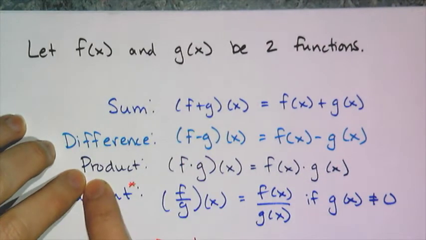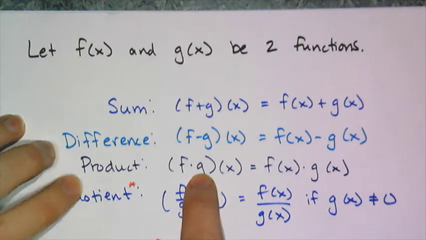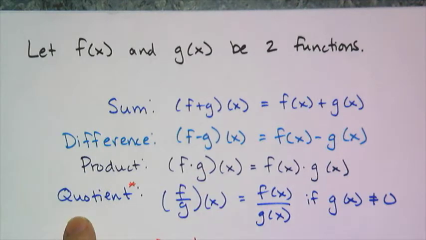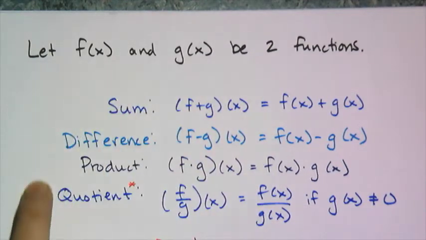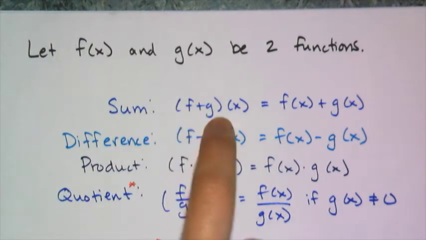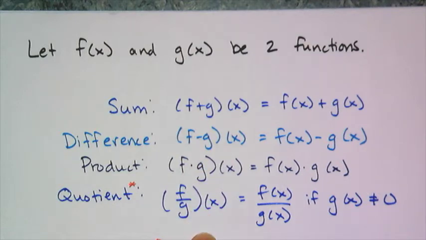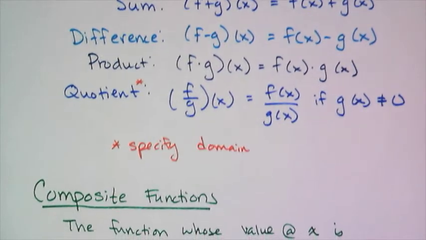I can take a product by replacing the minus sign with the multiplication. And I can take a quotient by just putting in a division symbol, in this case the vinculum, inside of those parentheses to define the division of functions. Now for quotients, you have to specify the domain because g of x cannot equal 0. And so I can add, subtract, multiply, and divide functions just like I can numbers, and here's how I write it in function notation.